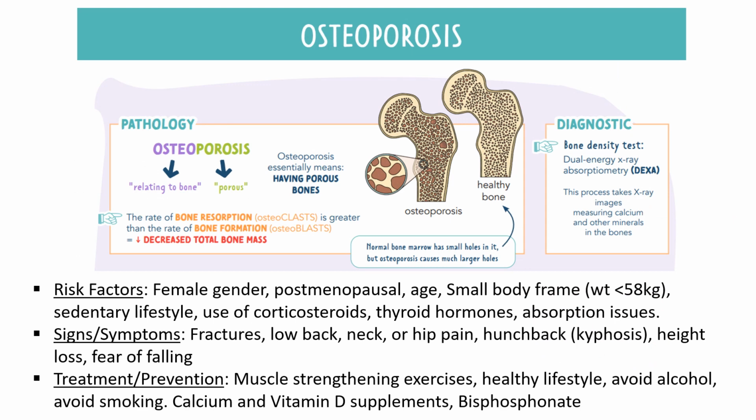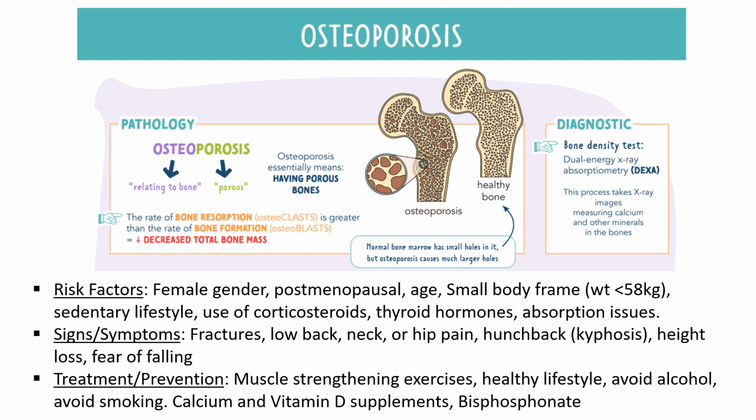Osteoporosis. This is a loss of bone density where bone reabsorption increases and bone formation decreases. It's common in older women. Risk factors of osteoporosis include female gender, postmenopausal, age, sedentary lifestyle, use of corticosteroids, thyroid hormones, and absorption issues. Signs and symptoms of osteoporosis are fractures, falls, low back pain, neck or hip pain, kyphosis, which is that humpback, which also causes height loss, and fear of falling.